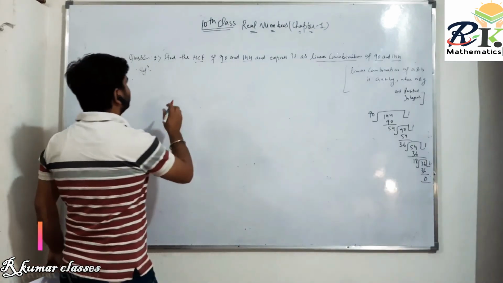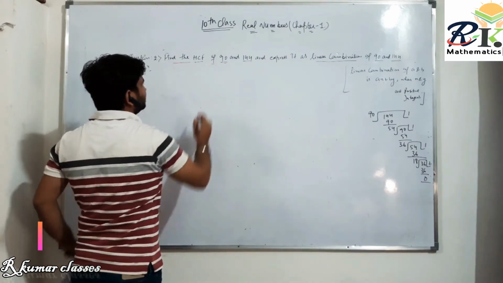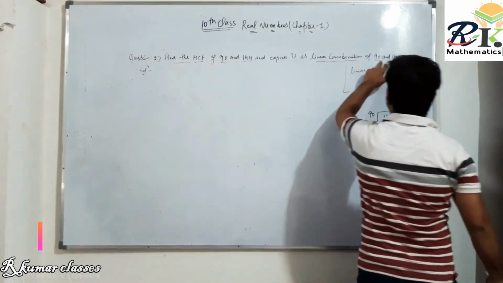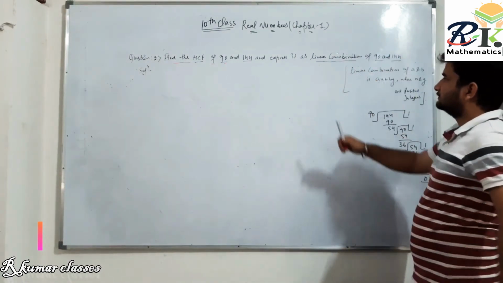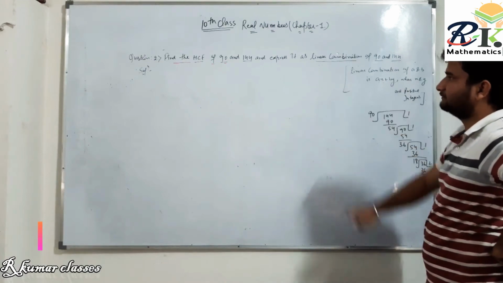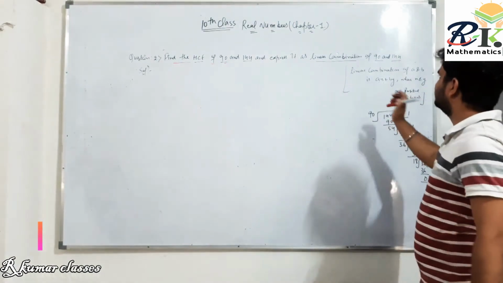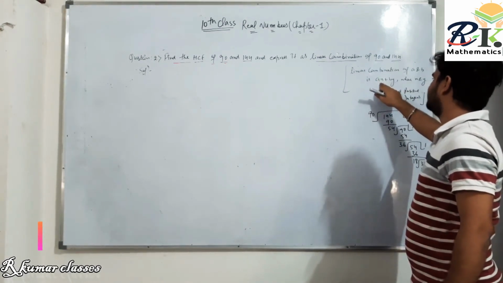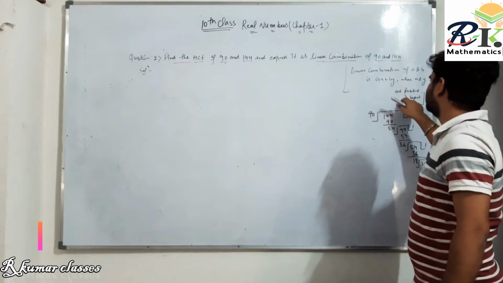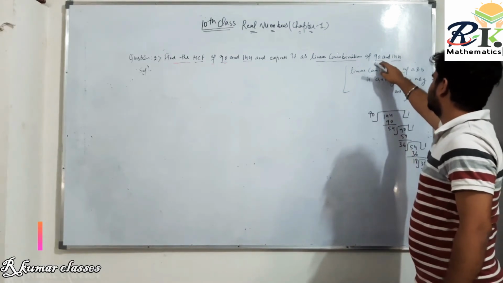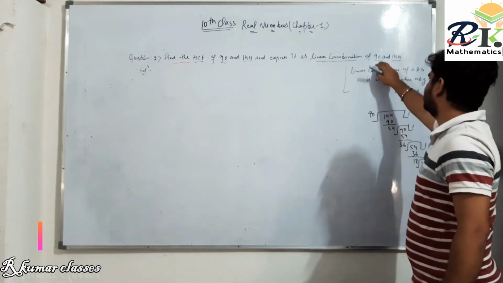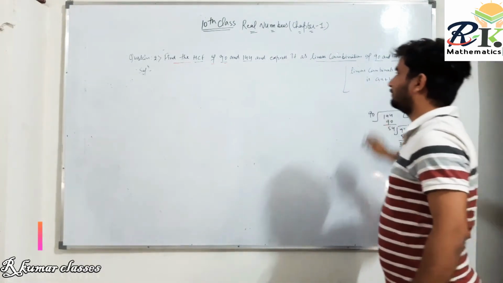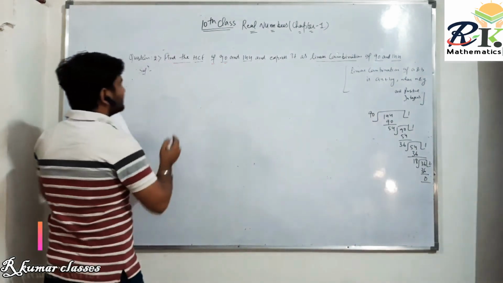And the next question is find the HCF of 90 and 144 and express it as a linear combination of 90 and 144. So first we find the HCF of 90 and 144, and after we write 90 and 144 as the linear combination of ax plus by, where x and y are integers. Here a is 144 and b is 90. So linear combination we write like this form. So first we have to find the HCF.